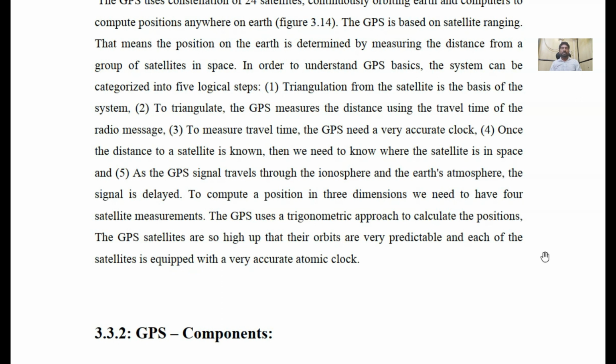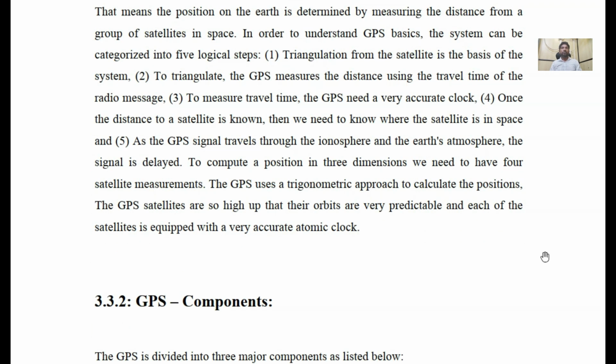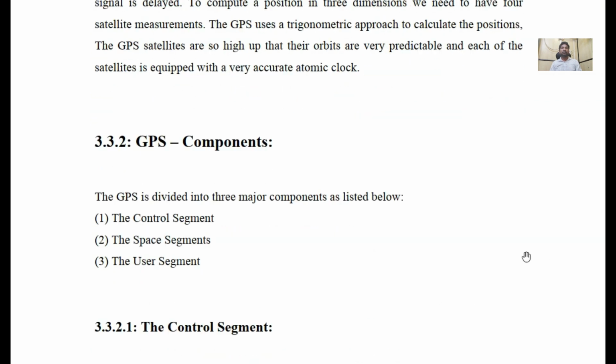GPS components. The GPS is divided into 3 major components listed below: the control segment, the space segment, the user segment. The control segment. The control segment consists of 5 monitoring stations.